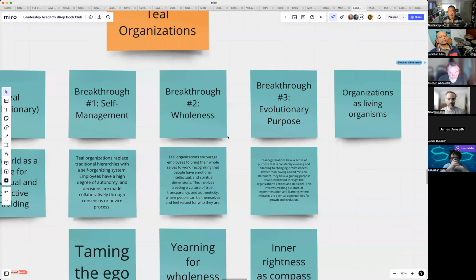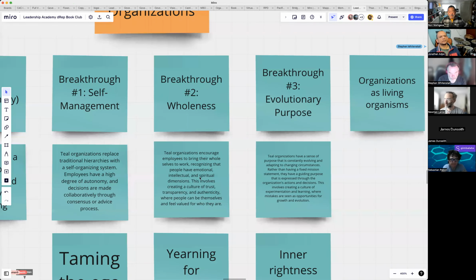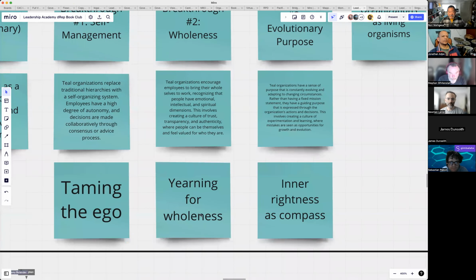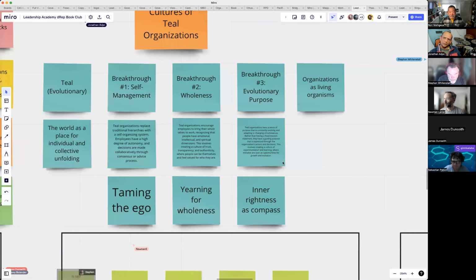The second breakthrough is wholeness. Teal organizations encourage employees to bring their whole selves to work, recognizing that people have emotional, intellectual, and spiritual dimensions. This involves creating a culture of trust, transparency, and authenticity, where people can be themselves and feel valued for who they are. The key phrase the book talks about here is people's yearning for wholeness, and how organizations can step in and help fulfill that yearning.